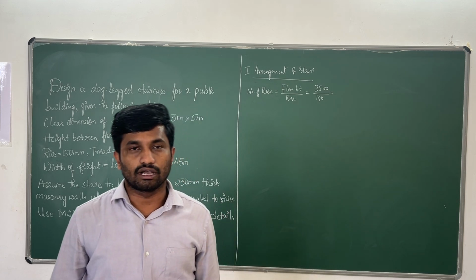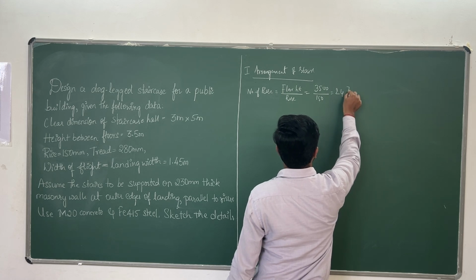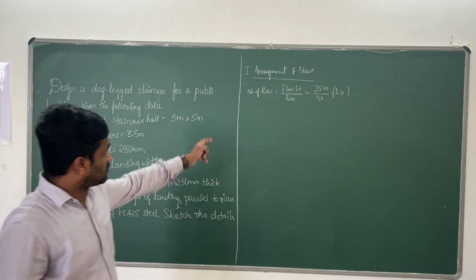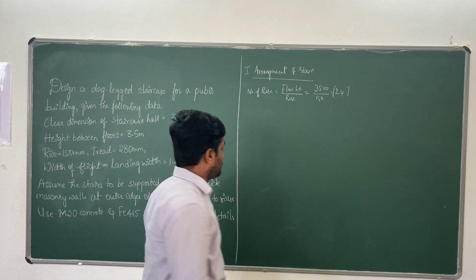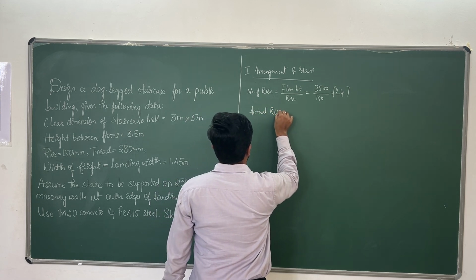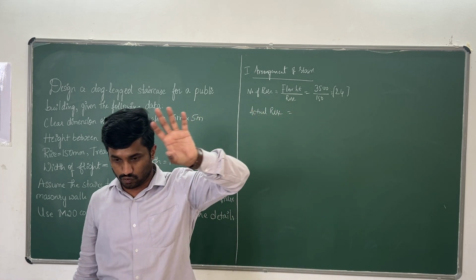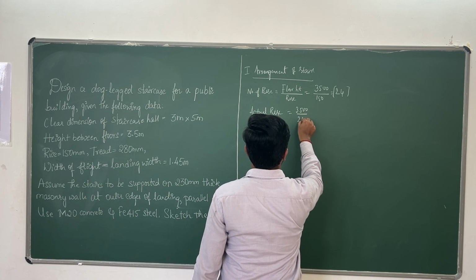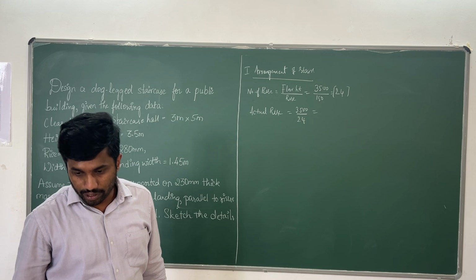The number of rises comes to around 23.3, which means you have to round it off to 24, because we cannot provide 23.33. This is the number of rises. Similarly, the actual rise: we have 24 rises, so the actual rise is 3500 divided by 24, which is 145.8 mm.